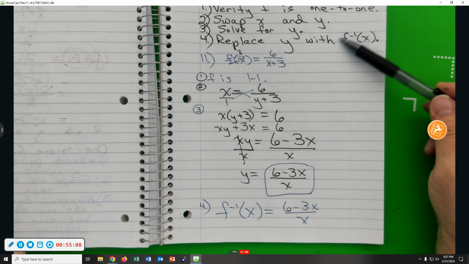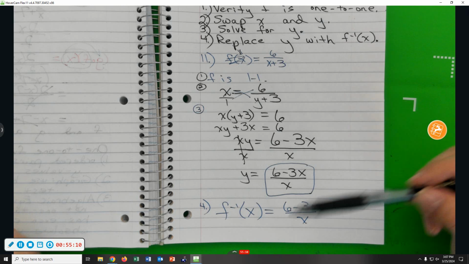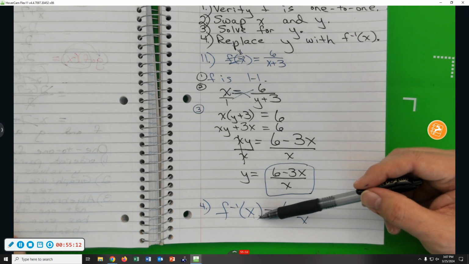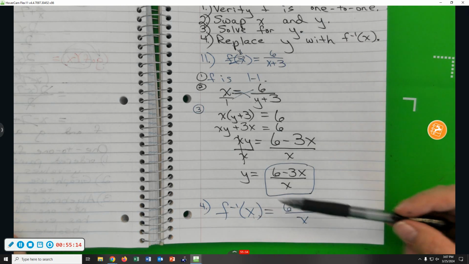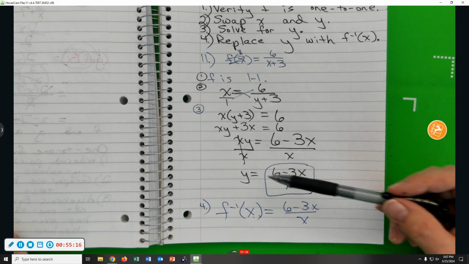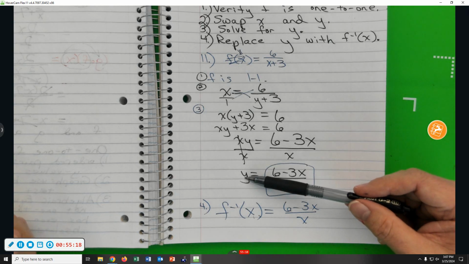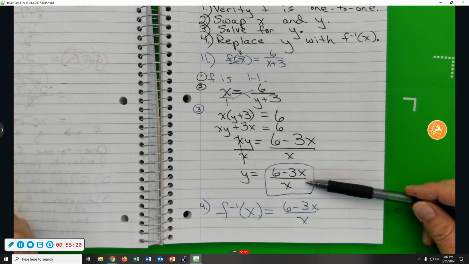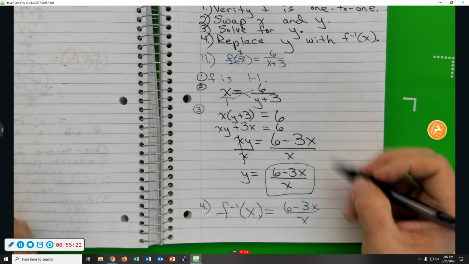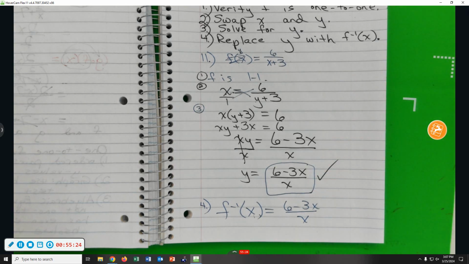Technically we had that fourth step, but remember I said my lab is typing the f inverse of x notation for you, so you can stop after step 3. Once you get y by itself on one side, the other side is the inverse. Any questions there?